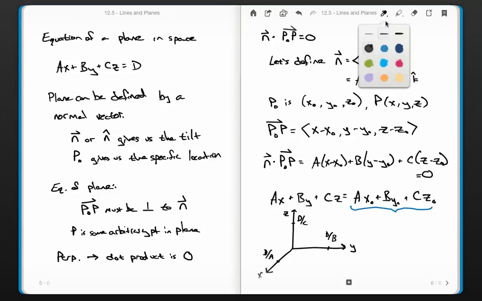Okay, so I got to finish this up here. This is really d.